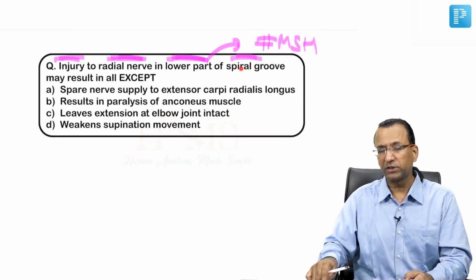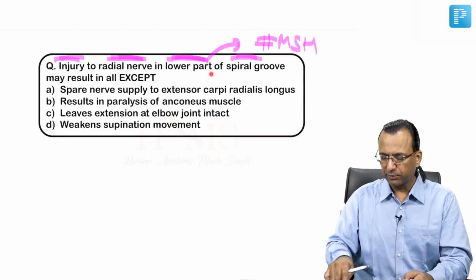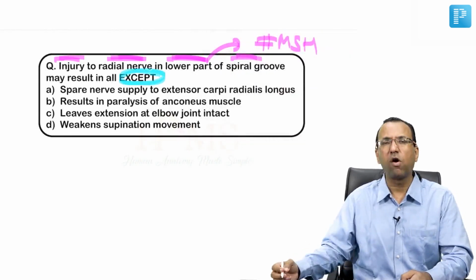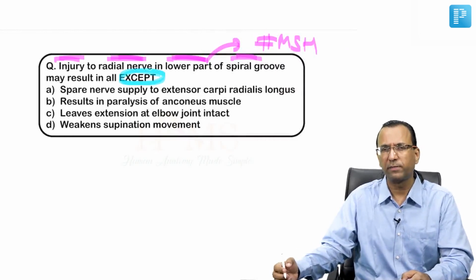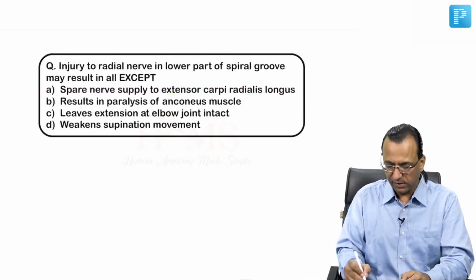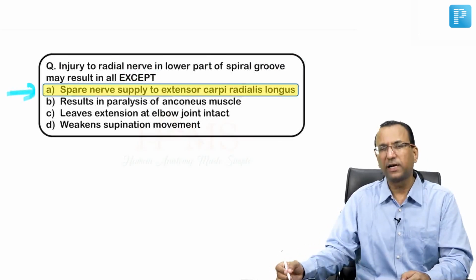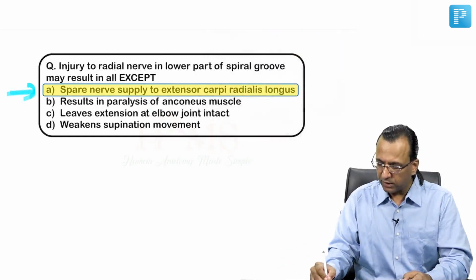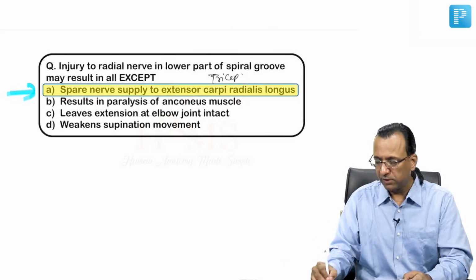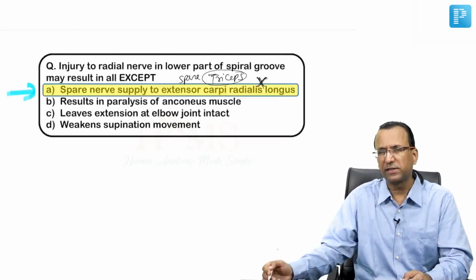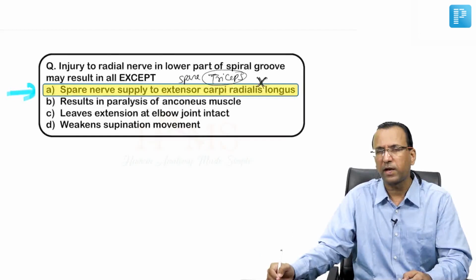And what about elbow extension? Still working. So it is asking an exception. It is asking for the wrong statement. Tell me the wrong statement. I think the wrong statement is this. Yes, you are correct. This is a wrong statement, and that is your answer. It will spare the triceps, and it will paralyze the ECRL, leading to wrist drop. It is not sparing ECRL, it will paralyze the ECRL, leading to wrist drop. This is a wrong statement, that is the answer.